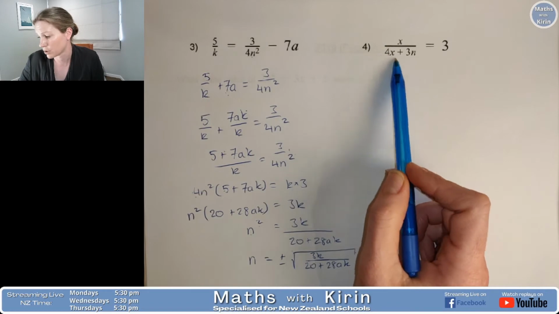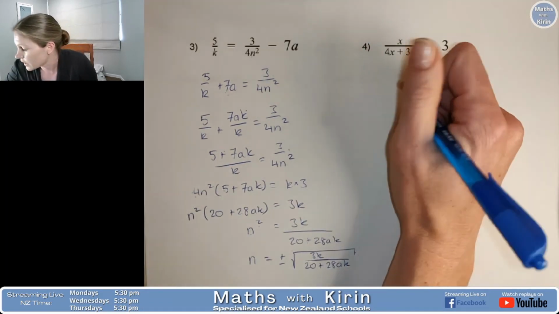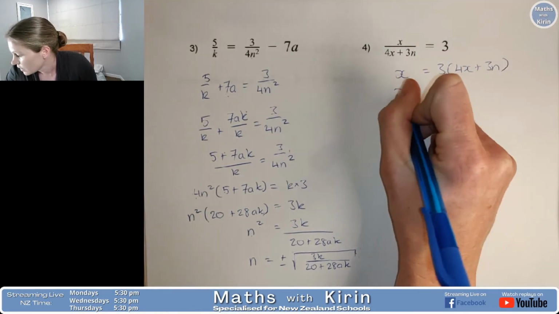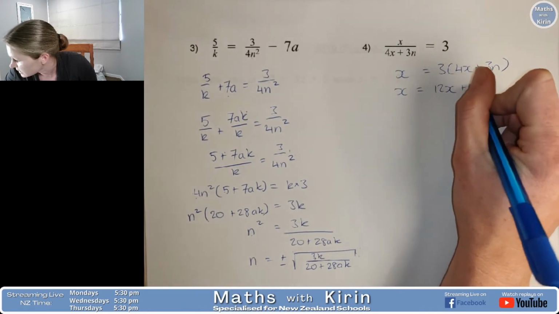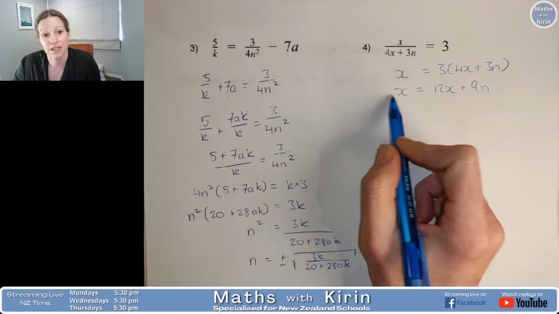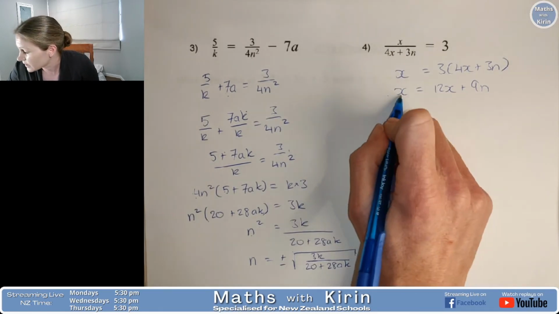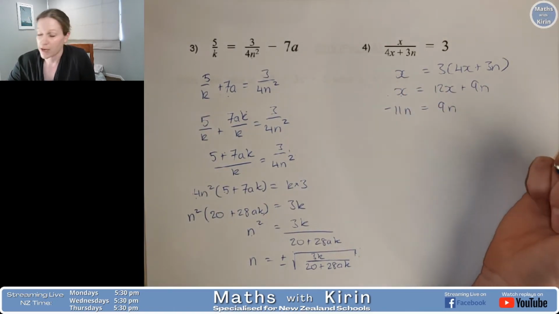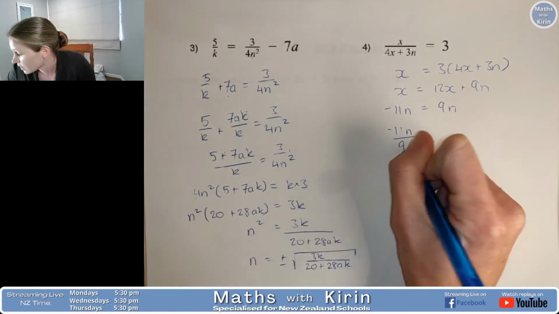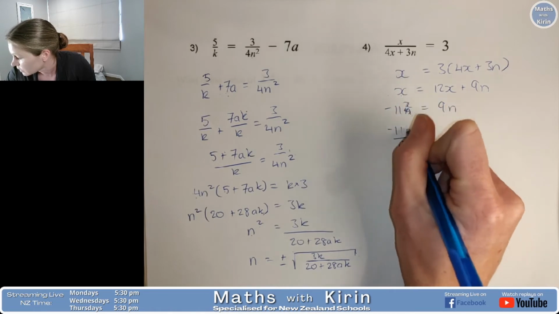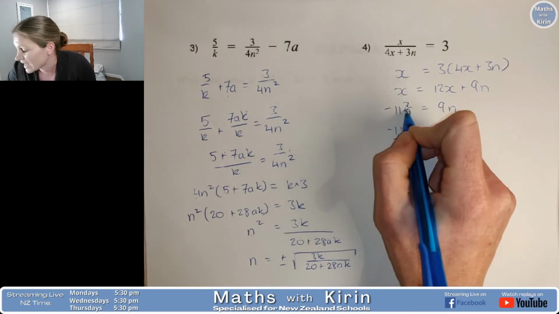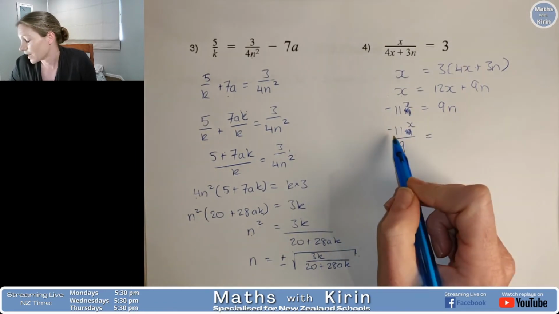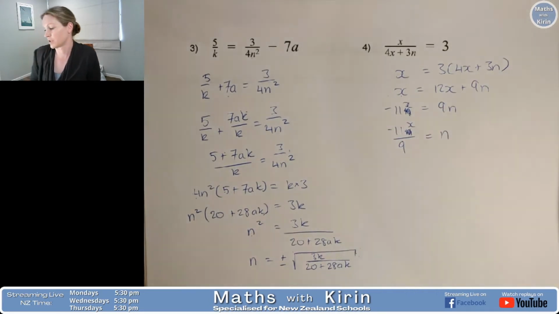So the first thing we're going to do is multiply through by 4x plus 3n. So x stays on the left-hand side, and we get 3 times (4x plus 3n). Expanding that out, we get 12x plus 9n. Moving our 12x to the left-hand side, so we can isolate the 9n. x minus 12x would give us negative 11x, which would be equal to 9n, and then dividing through by 9, so negative 11x over 9. Sorry, these should be x's. So negative 11x is equal to 9n. It must be Monday. So negative 11x over 9 is equal to n.